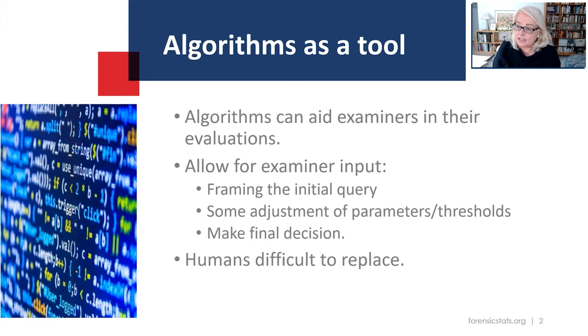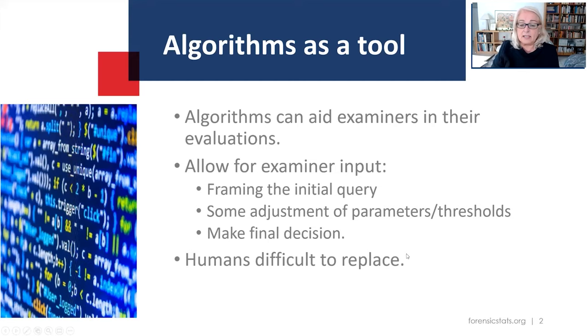Of course, algorithms have to be reasonable in the sense that they have to have some attributes that make them useful. One of the things that make algorithms useful is when they allow for some sort of examiner input. So either framing the initial query in some way, adjustment of some parameters or thresholds that the algorithm uses in order to come up with an outcome, and of course, the ability of the examiner to make the final decision. And so I will point to this as I move along the presentation.